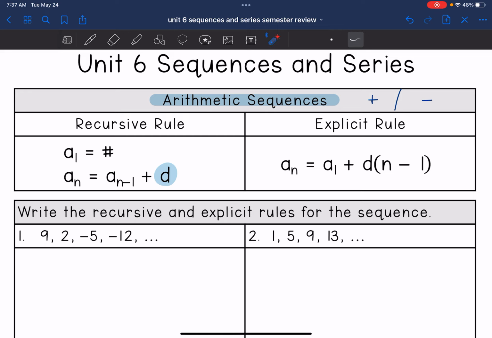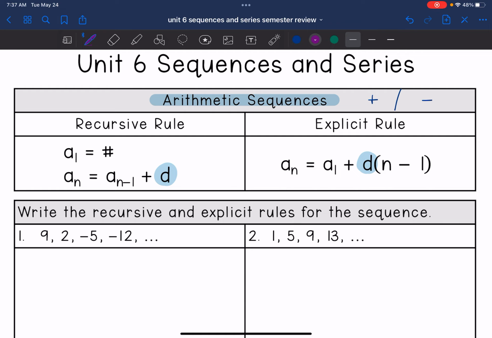For the explicit rule, this is the one that you would use if they asked you to find, like, the 100th term or the 98th term. You have to know the first term here, and then the common difference again, and then n minus 1, and you would simplify that formula as much as you can. Okay, so let's look at some examples here.